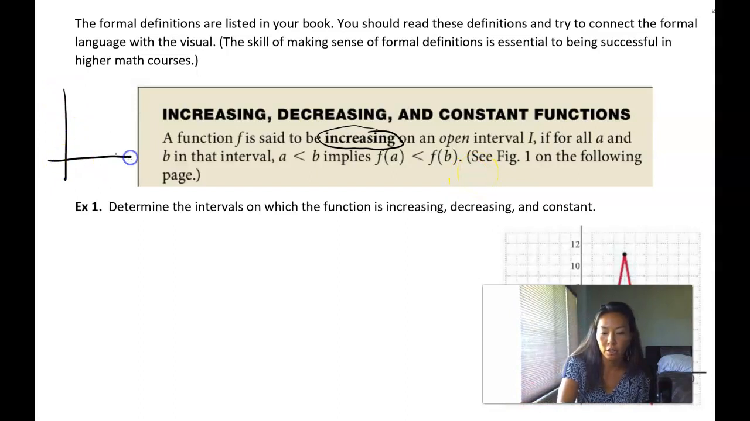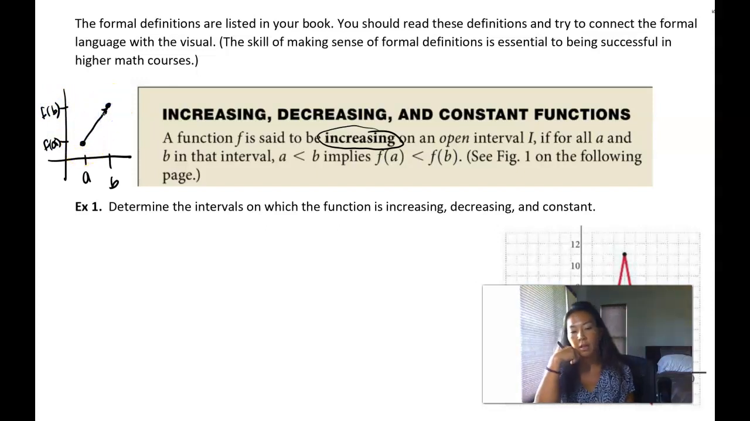If you got a function here, you got a and b, and then you got f of a, and then you got f of b. You're going to have a function that's increasing. From this point to this point, it's going to go up. Okay? f of b has to be bigger than f of a, if a is smaller than b.